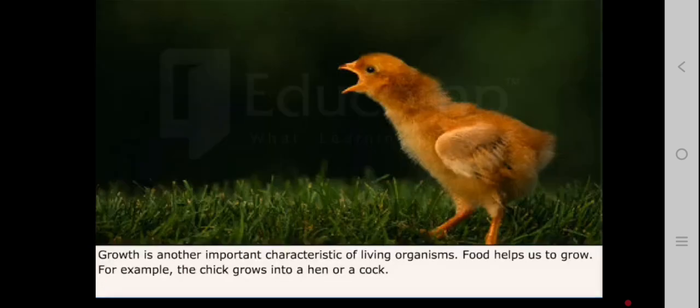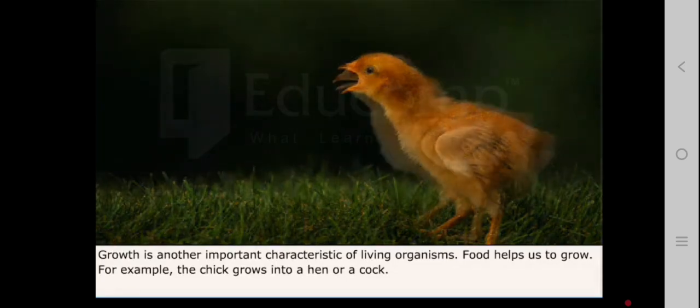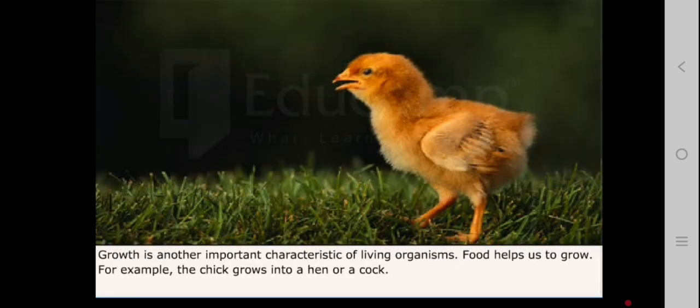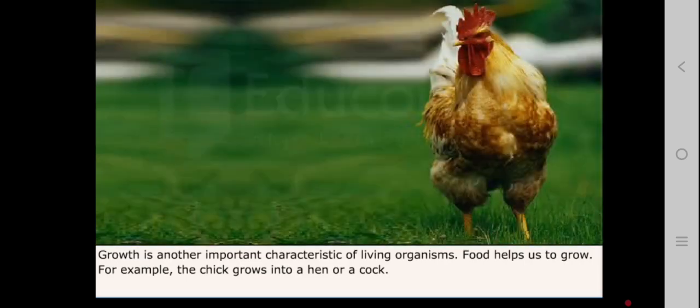Growth is another important characteristic of living organisms. Is our body the same as it was, say, 5 years ago? No, we have grown. So, what made our body grow? It's food. Consider a chick, for instance. The chick grows into a hen or a cock.